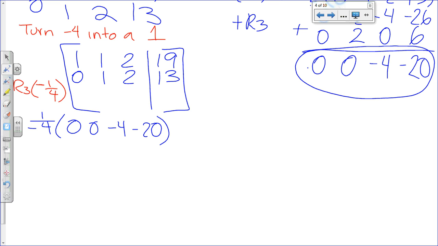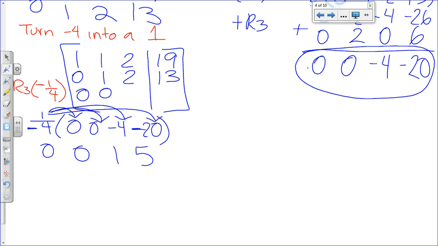Okay, so we distribute that. Negative 1/4 times 0 is still 0, times 0 is still 0, and negative 1/4 times negative 4 is 1. Negative 1/4 times negative 20, remember it's dividing by 4, so 20 divided by 4 is 5. And I say positive because we have negative times negative. So our new R3 will be 0, 0, 1, 5. And we're done doing that.